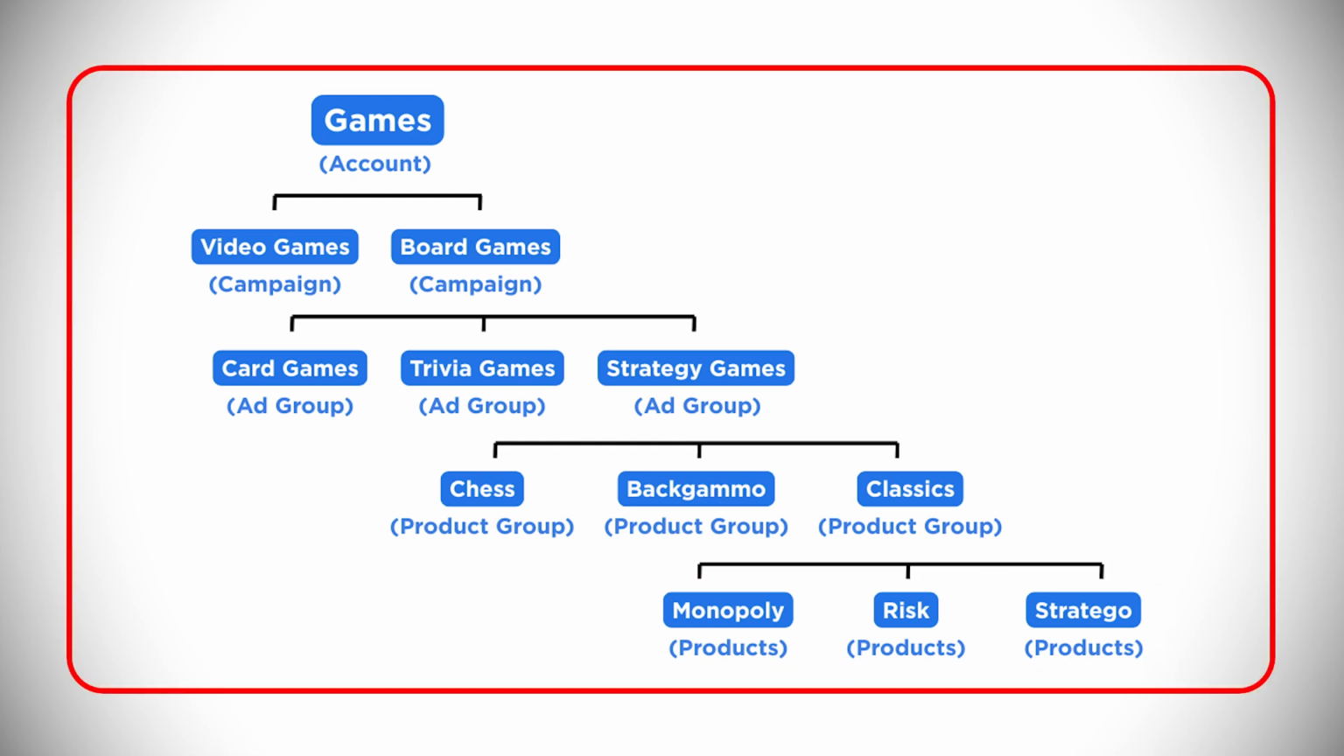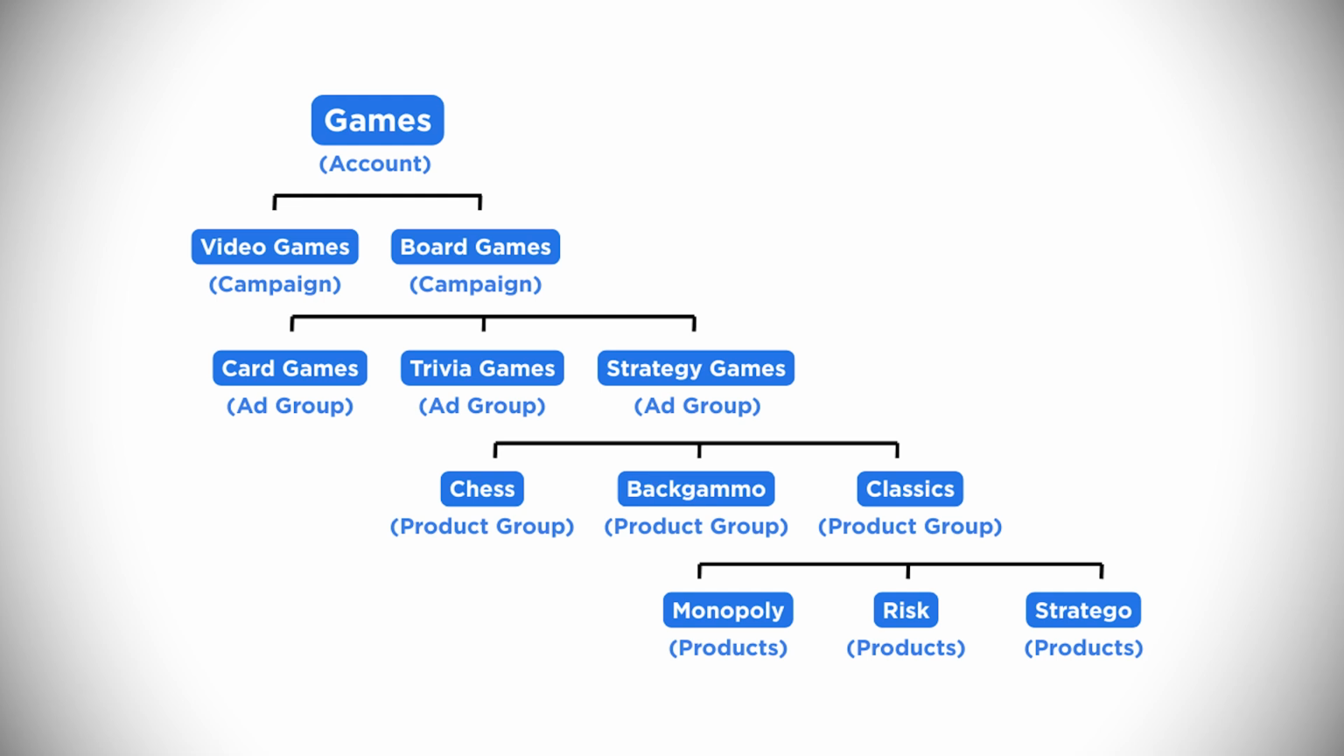Now, this matters so much for you as a store owner, because when everything is organized like this, you can set different goals for different parts of your catalog, and you can spot problems and opportunities fast. Let me give you one real example. Say you make less margin on Monopoly than you do on Risk. With this structure, you can go in and bid lower specifically on Monopoly.